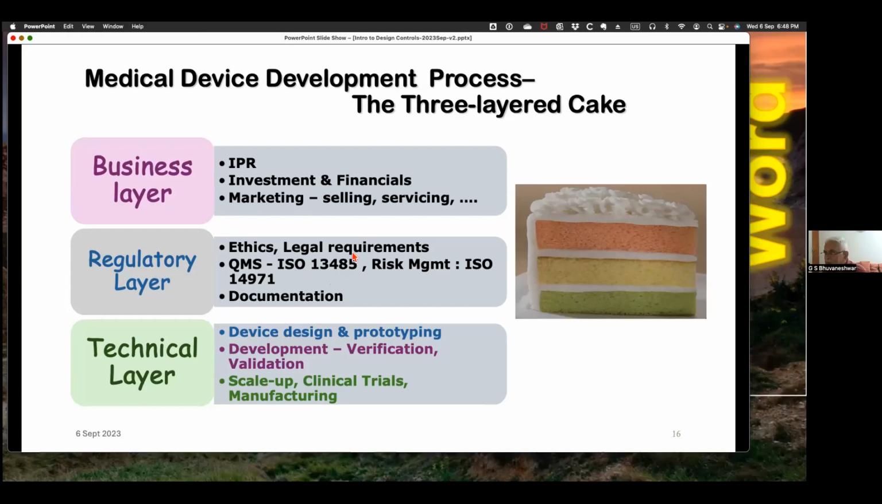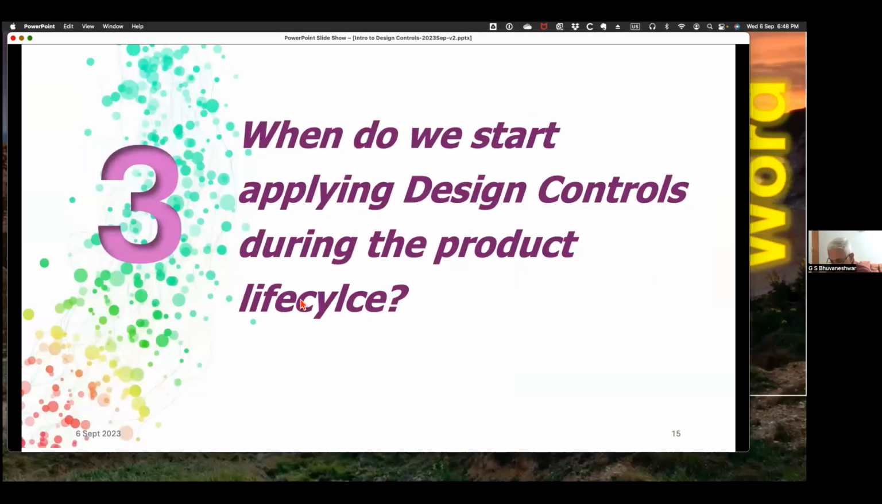But I think in medical devices, you have the additional layer of meeting regulatory requirements, both in terms of ethics and legal requirements, as I said, of applying quality management as per ISO 13485 and risk management as per ISO 14971, and also doing all the documentation to show you meet all the regulatory requirements. So the documentation is an important part.